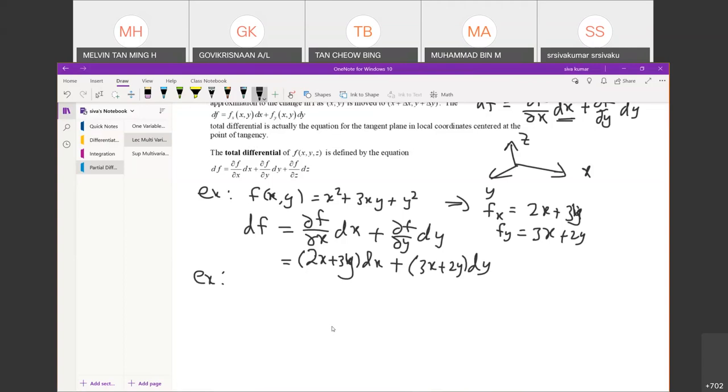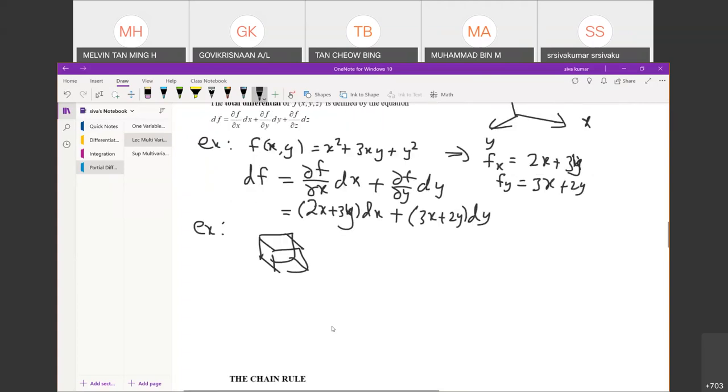What about the next case? I'll pick a very simple example. Let's say there is a box. There is a manager in a company, and he has been requested to calculate using X, Y, and Z. I'm asking you to calculate the volume. Then immediately you know, wow, very simple. You will say XYZ is the volume.